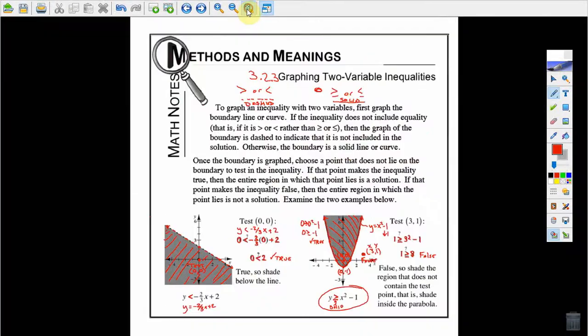Okay, let me leave you with one for you guys to try on your own. Give me the graph of y is less than or equal to negative 2 times x minus 3 squared plus 5. So graph that, shade it, tell me what you get, guys, and we'll talk about it in class.